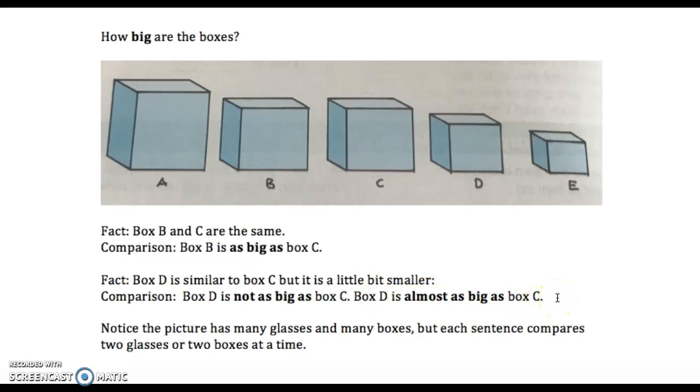Notice the picture has many glasses and many boxes, right? This picture has many boxes. The last one had many glasses. But in each sentence, we're just comparing two at a time. So with comparatives, we're just looking at two boxes, two glasses, two people, two things at one time.